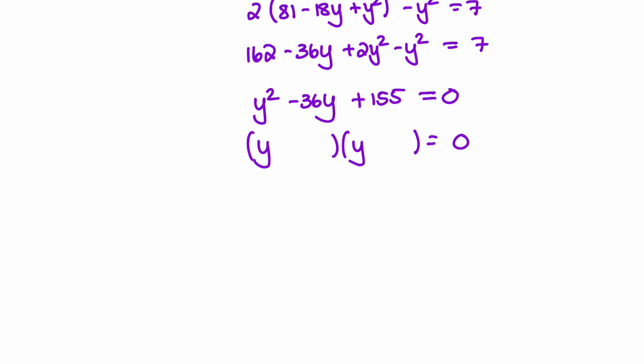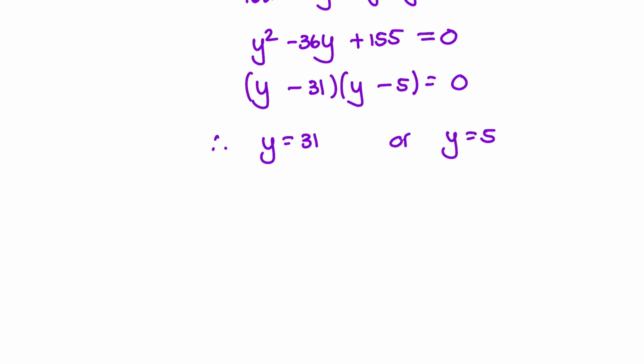So the factors of y² would be y times y, and the factors of 155, that gives me 36, would be 31 times 5. That gives me 155, and I need to have -36 in the middle, so it's -31 and -5. Therefore, y would be equal to 31, or y would be equal to 5.